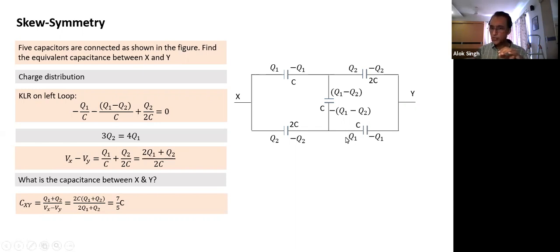So if some of you are interested, we can try it out. We can solve with the basic charge distribution without assuming symmetry. So for any question, how do we solve? We can give the charge distribution keeping in mind that each capacitor can be given a different charge.